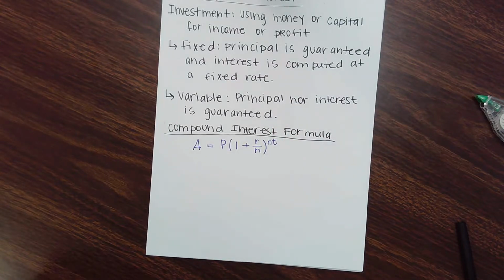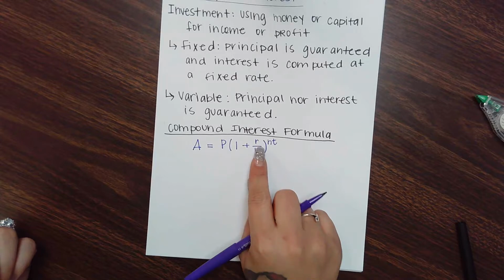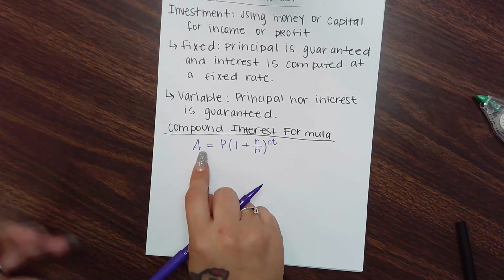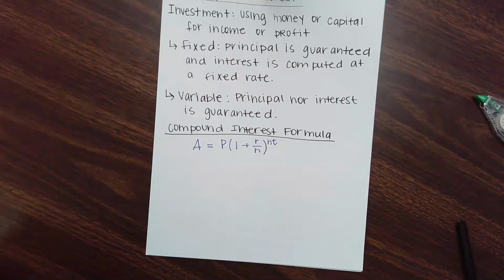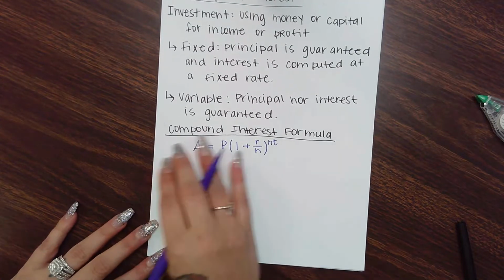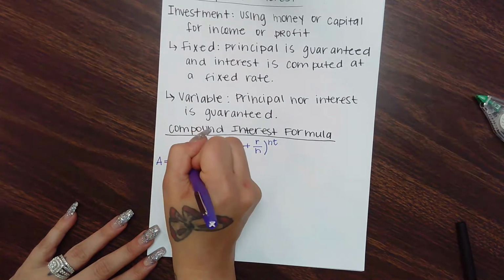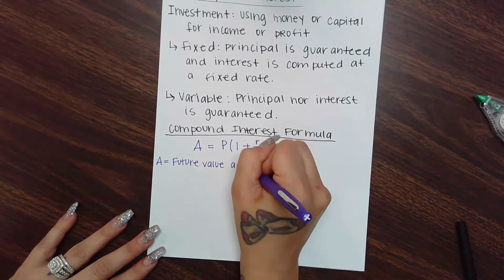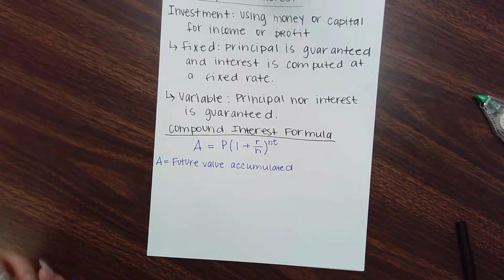Everything as far as variables, we've seen I, P, R, T, right? So here's our P, there's our R, and there's our T. What's new is that this is being set equal to A, the future value, which we talked about last time. And we have this N that we haven't figured out yet. In this formula, our A is the future value accumulated. It is the accumulated amount that you have in the future.